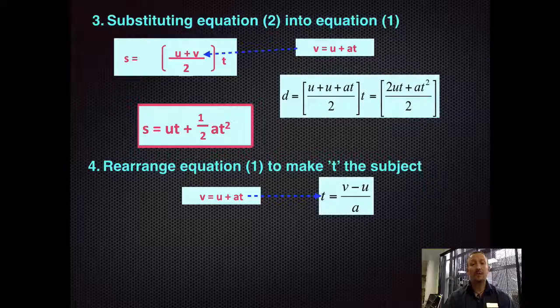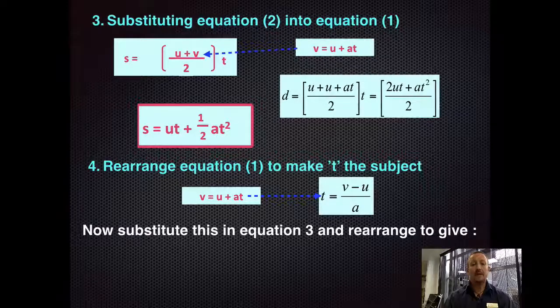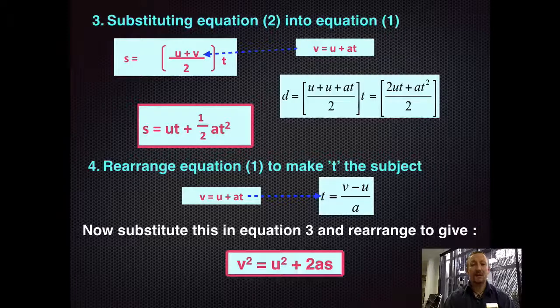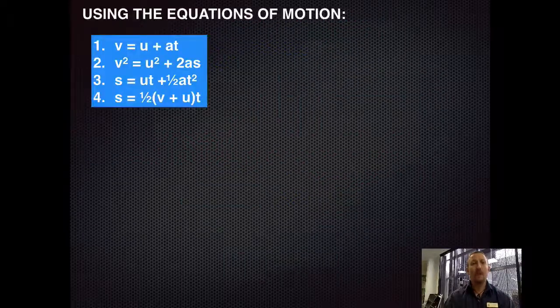So V equals U plus AT, and we rearrange it to make T. Now we substitute this equation and we basically get V squared equals U squared plus 2AS. Okay, so we've rearranged them and substituted them in, and this is where our fourth equation comes from. Alright, so that gives us a sort of breakdown as to how the equations come about.